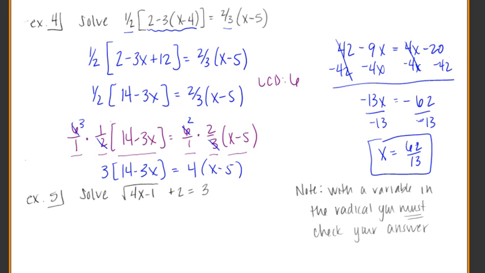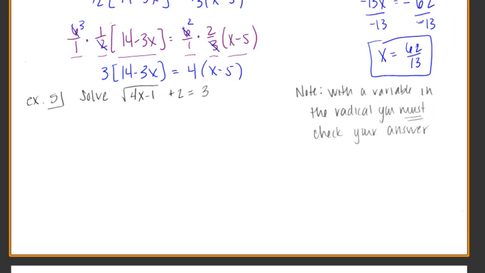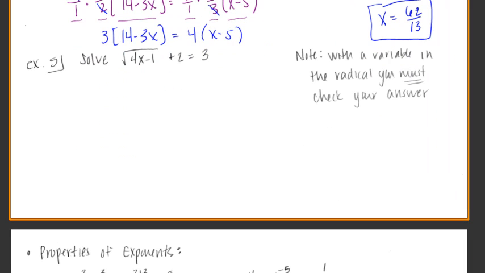Okay, so let's go on to our very next example, example 5. We have a radical inside, and what it has is the square root of 4x minus 1, then plus 2 equals 3. Okay, we're going to get over to this note here in just a second, but I'm going to go to that third bullet that we had on the very first page. And the third bullet basically said anytime you have a radical, you have to isolate it.